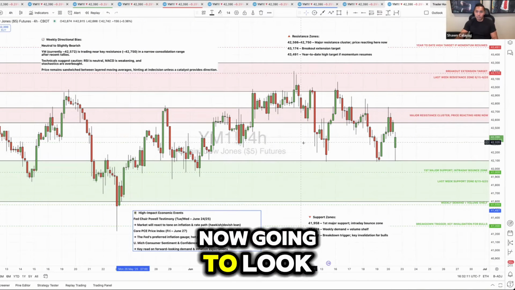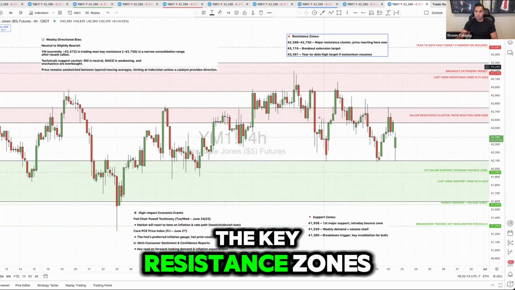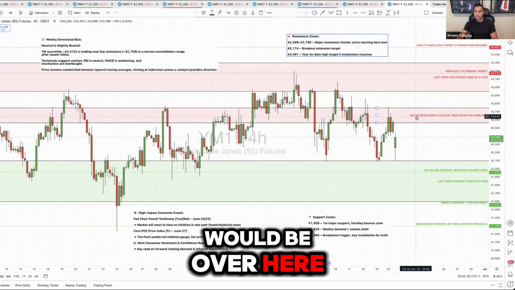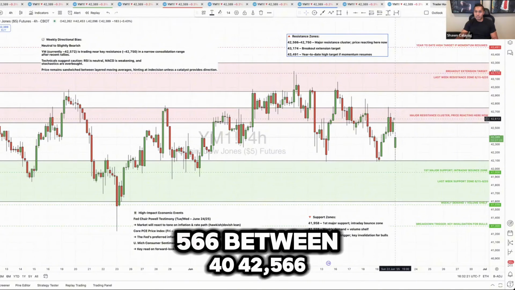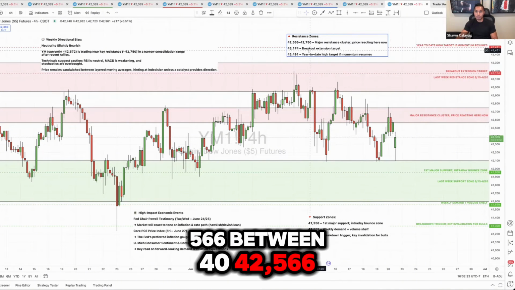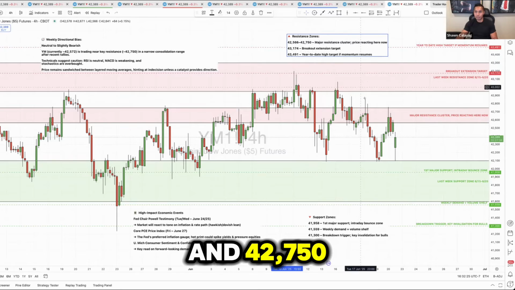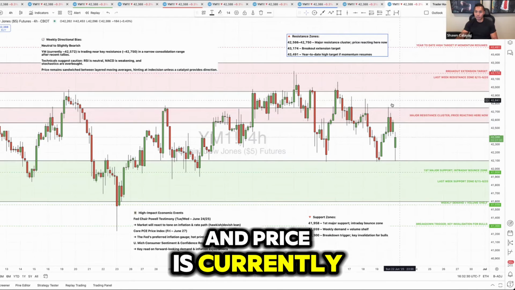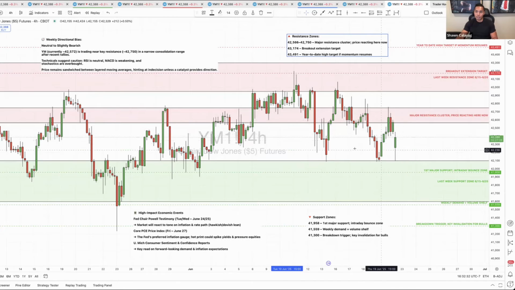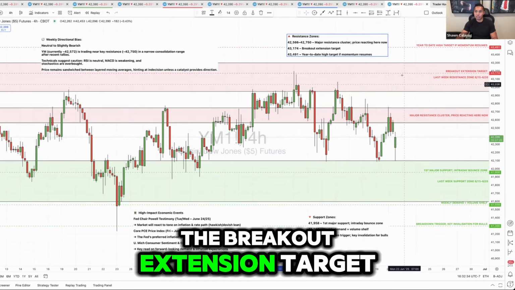Looking up here, we're now going to look at the resistance zones. So the key resistance zones here to look at would be over here at 42,566, between 42,566 and 42,750. We have a major resistance cluster right here, and price is currently reacting to it at the moment. Above that, we have the breakout extension target.